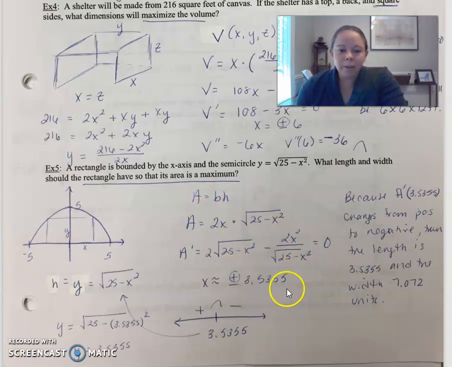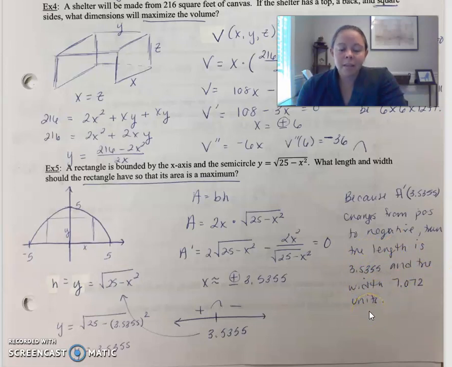It looks like I pulled out my calculator to help us out a little bit. We got our critical number. And then I made sure that I tested using the derivative to make sure it is in fact a maximum. And I think we're good to go. So because the derivative at 3.5355 changes from positive to negative, then the length is, and so forth.